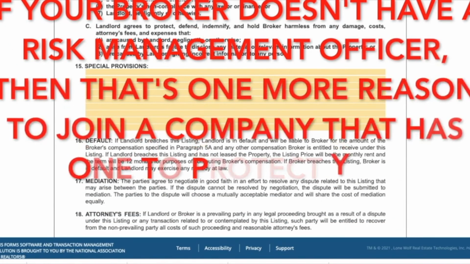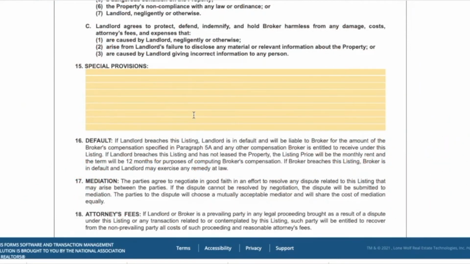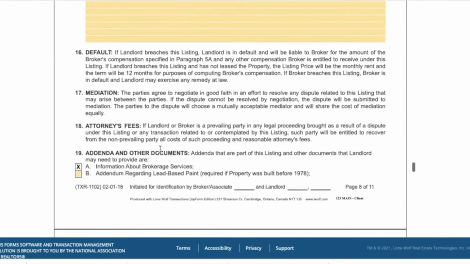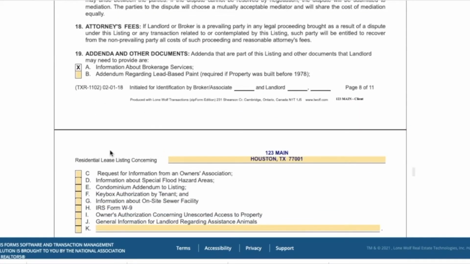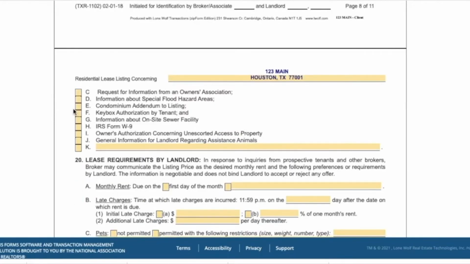Special provisions, you always want to communicate with your risk management officer. In Signature's case, KW Signature, it is Marilyn O'Neill. If the landlord wants to put anything here in special provisions, or if you get an idea to put something here, consult your risk management officer first. This is if any other addenda belongs to the listing agreement. So if the home was built before 1978, clearly you would need to make that selection and then fill out that addendum as well. Key box authorization, if there is a tenant already in there, you'll need to get that document filled out and signed.